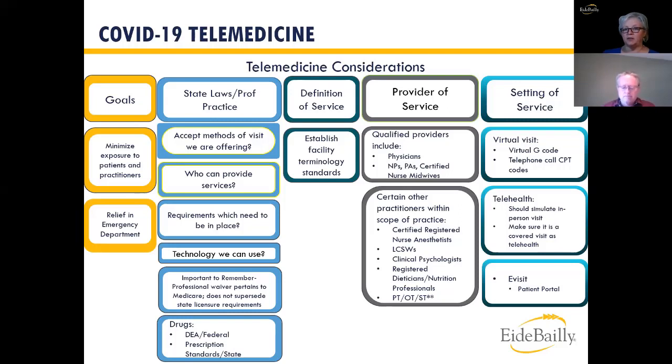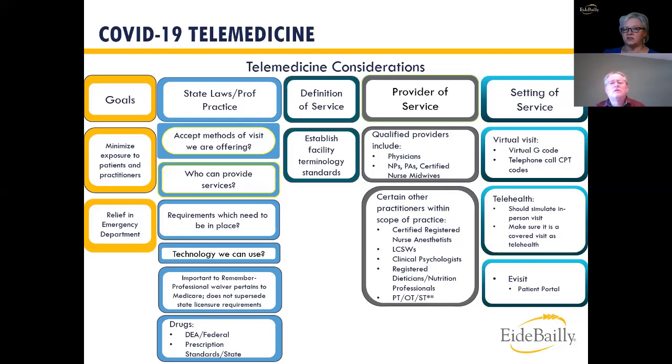And then there are some other practitioners that are also allowed to bill some of these services, as long as it's within their scope of practice. One of the things under certain other practices within the scope of practice, in that fourth column at the bottom, is PT, OT, and ST: physical therapy, occupational therapy, and speech therapy. There's been a lot of confusion over what can and cannot be billed. When you look at the list of what can be billed, that does not mean that the therapists are eligible to provide those services. So you'll want to check on that.